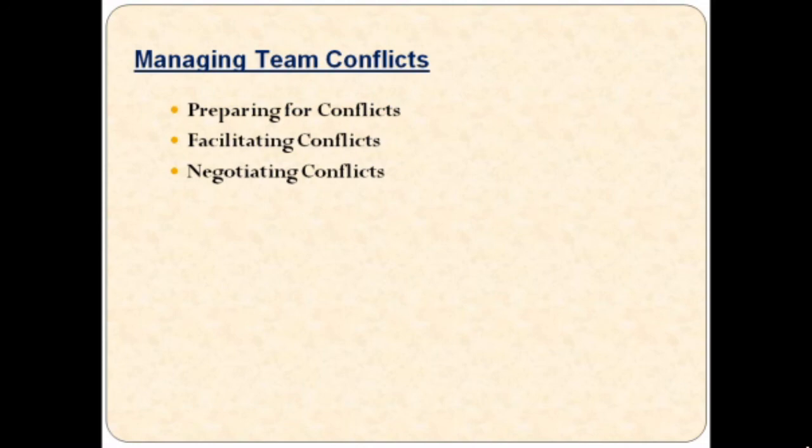So in this video we have discussed five conflict resolving approaches: avoidance, accommodation, confrontation, compromise, and collaboration. After that, we have also compared these five conflict resolving approaches, and lastly, we went through conflict managing techniques like preparing for conflict, facilitating conflicts, and negotiating conflicts.